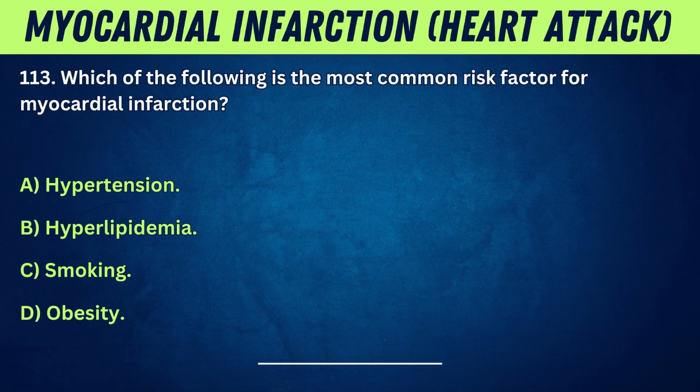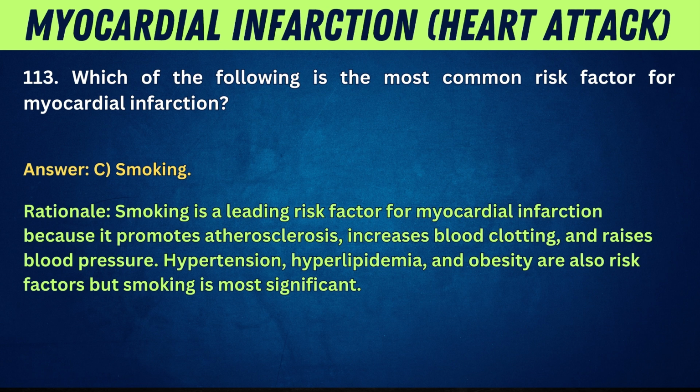113. Which of the following is the most common risk factor for myocardial infarction? A. Hypertension. B. Hyperlipidemia. C. Smoking. D. Obesity. Answer: C. Smoking. Rationale: Smoking is a leading risk factor for myocardial infarction because it promotes atherosclerosis, increases blood clotting, and raises blood pressure. Hypertension, hyperlipidemia, and obesity are also risk factors, but smoking is most significant.